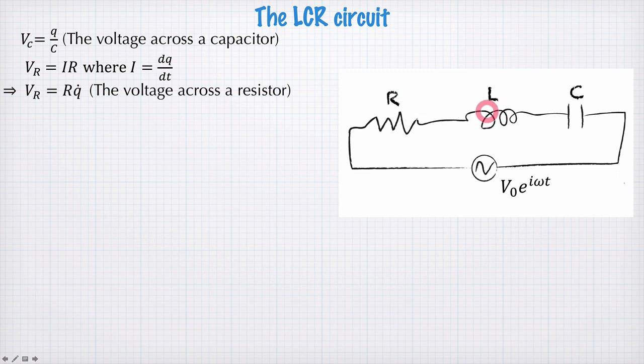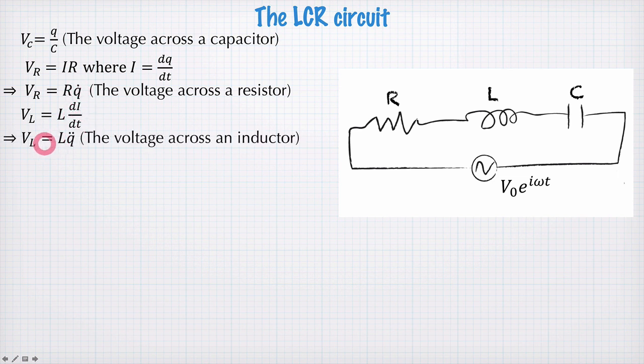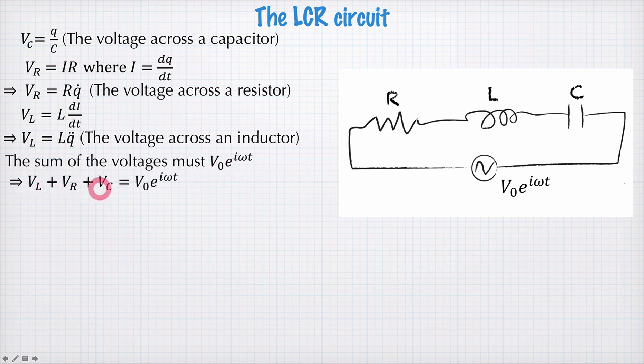Next, the voltage across the inductor. That is V_L equals L, the inductance, multiplied by the rate of change of current. But remember, the current is the rate of change of charge, so this term here is actually Q double dot. So we can write V_L is equal to L Q double dot. And all these three terms, V_L, V_R, and V_C, must sum to the driving voltage. So we have V_L plus V_R plus V_C equals the drive. In other words, we have this equation here.